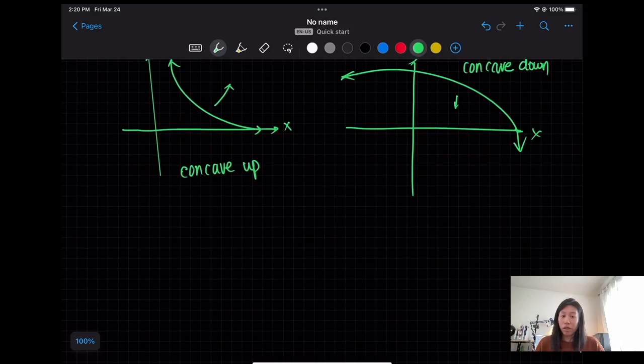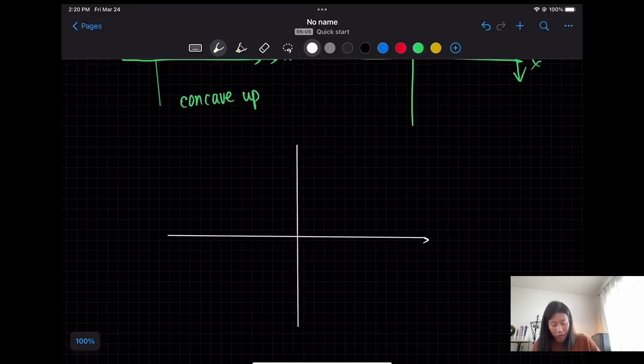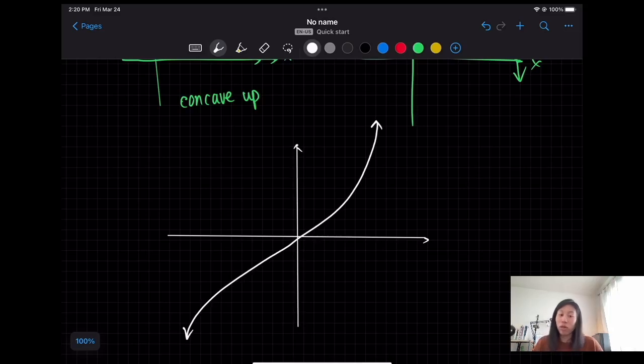Now the next part is inflection point. If you remember this graph, can you quickly tell me what this graph is from our toolkit functions? By now you should know that very quickly. It is y equals x cubed, the cubic function. This whole function is an increasing function. Is there any local extrema, meaning local minimum or local maximum? No, right? So there is no local extrema.